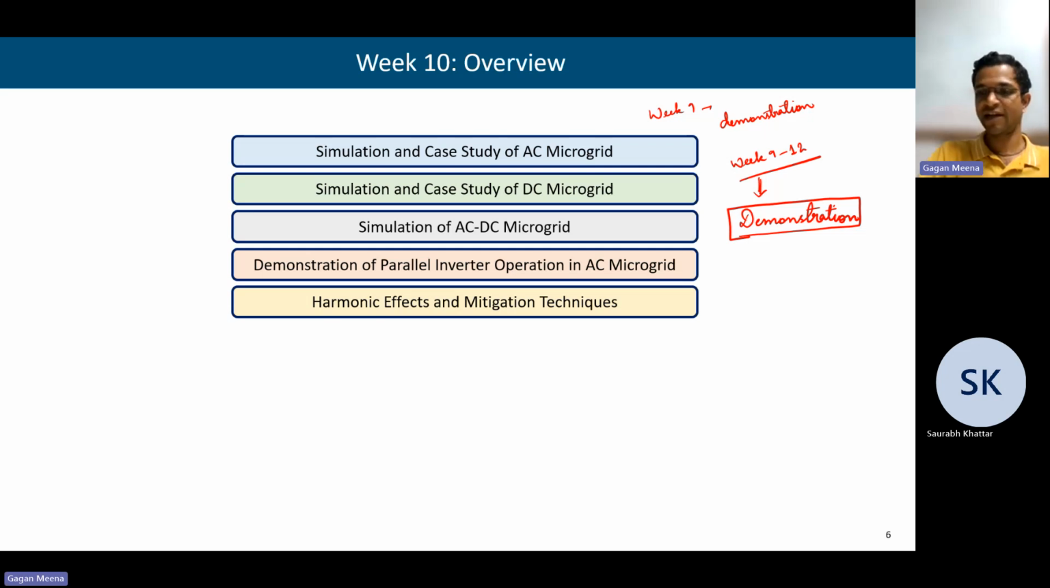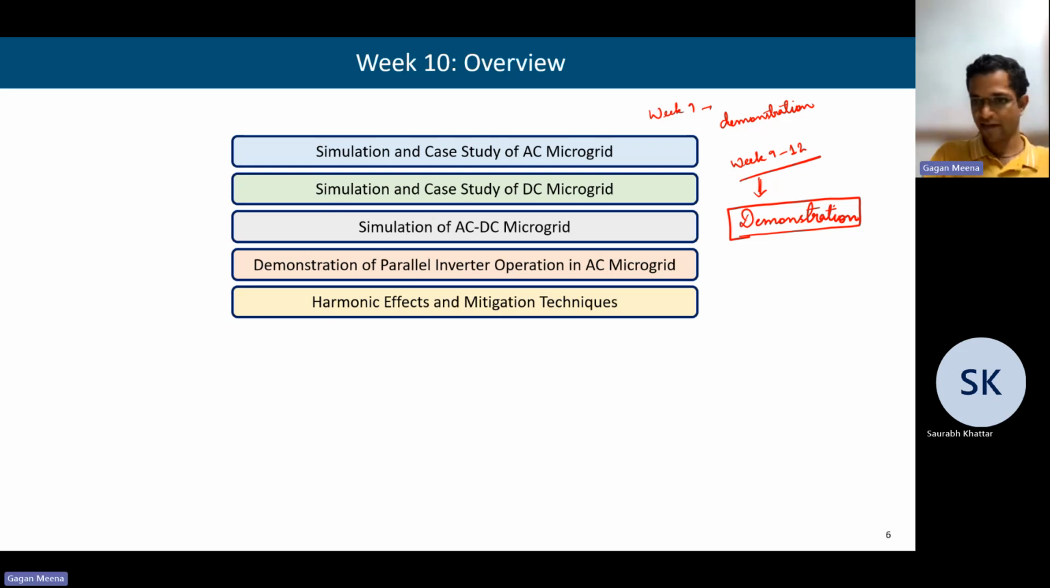Till week 8, we have studied different theoretical aspects regarding distributed energy resources, concepts of microgrid, cybersecurity, how to integrate microgrid, and the different modes of operation of microgrid, grid connected, islanded, and then transition from grid connected to islanded and vice versa. We have studied different types of architectures, centralized, decentralized, distributed. All these things were required to do any kind of simulation.